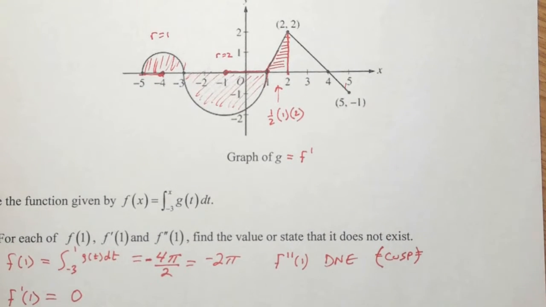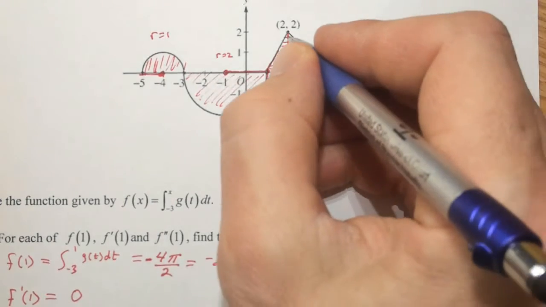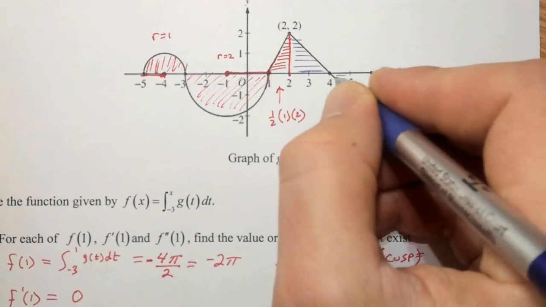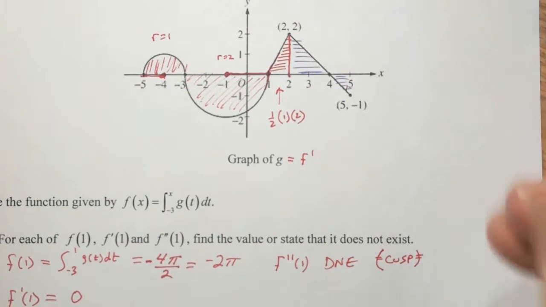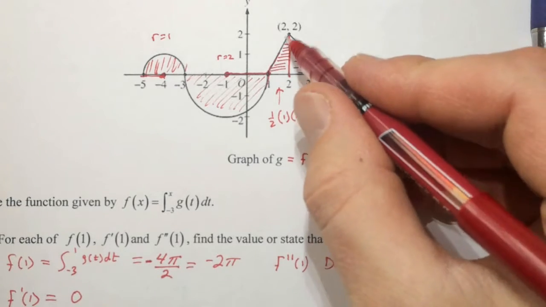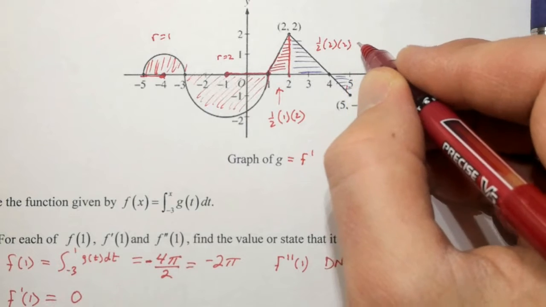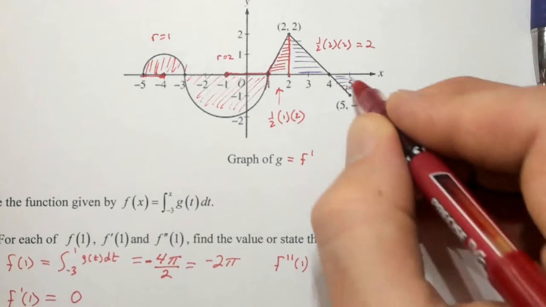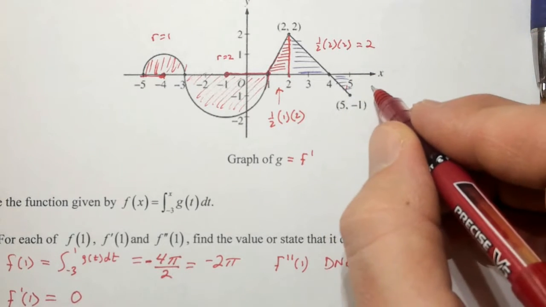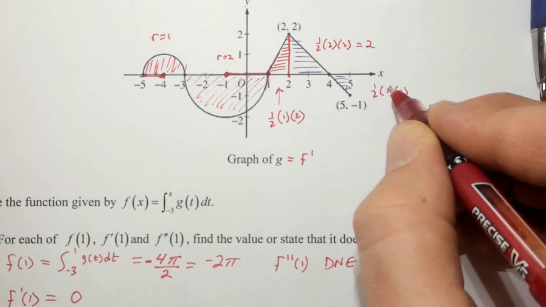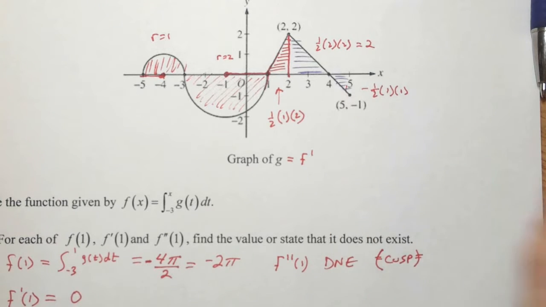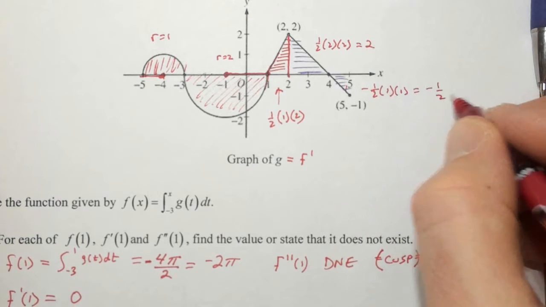All right, so change colors here. We have two triangles to deal with. We have this triangle and we have that triangle. This triangle right here, 1/2, the base and the height are both 2. So that is an area of 2. And then this triangle right here, the base and the height are both 1. And again, it's below the x-axis, so it's going to be negative, so we're looking at -1/2.